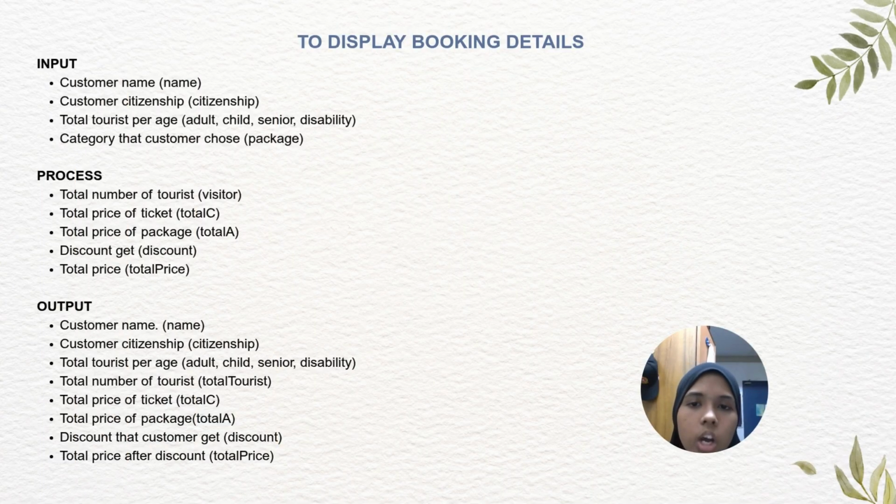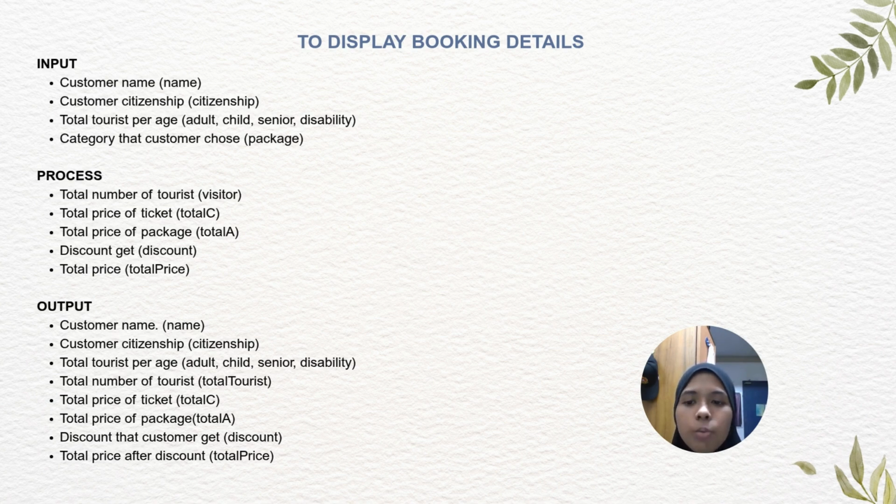Next, I would like to show our last analysis, which is the analysis for displaying booking details. There are four data that we need from the user, which are the customer name and the customer citizenship. The other two we already got from our previous slide, and the process I also already discussed in our previous slide, which is that we need to calculate the total number of tourists, the price of the ticket, the total price of the package, the discount that the customer gets, and the total price after the discount.